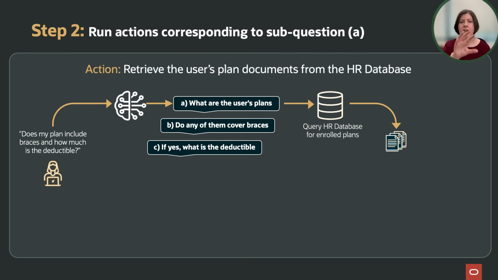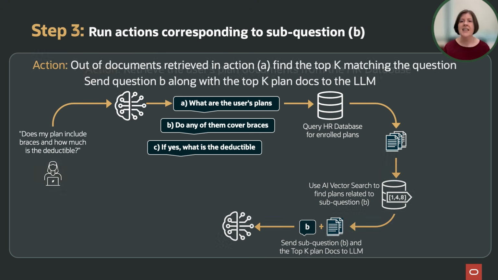We start by trying to address part 1 or question A in our workflow. And we're able to find out what plans Jane has subscribed to by doing a simple relational query on our HR database. We can extract out all of the benefit plans Jane has subscribed to. Next, we want to see if any of those plans cover braces, and we can do a vector search on those documents to find documents that are related to braces.